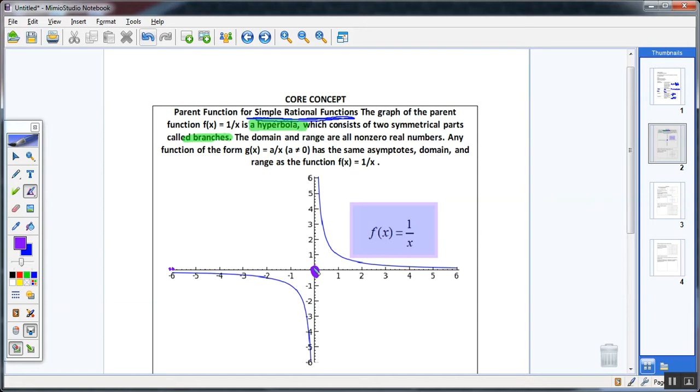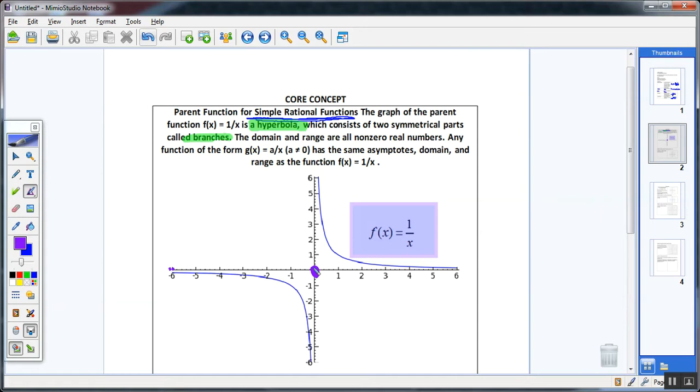Okay. Now, what we're going to look at here is this. It says the domain and range are all non-zero real numbers. It says any function in the form g of x equals a over x, where a does not equal 0, has the same what? Asymptotes and range. So if I change 1 to 14, the domain and range is still going to be all values except for 0. If I change this to 22, domain and range, what is it? All values except for. If I change this to negative 99, the domain is everything except.